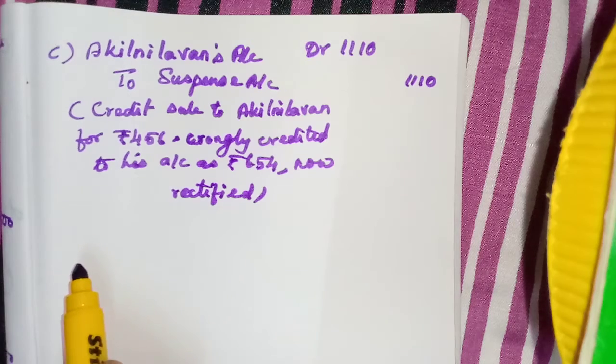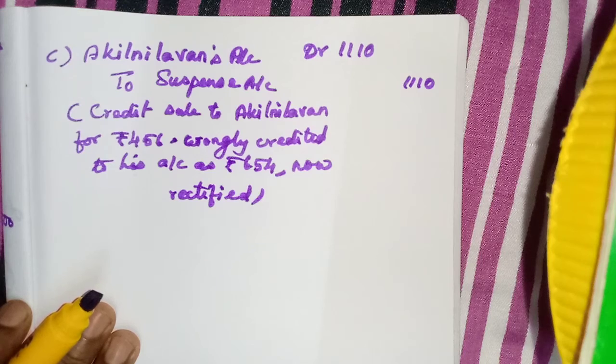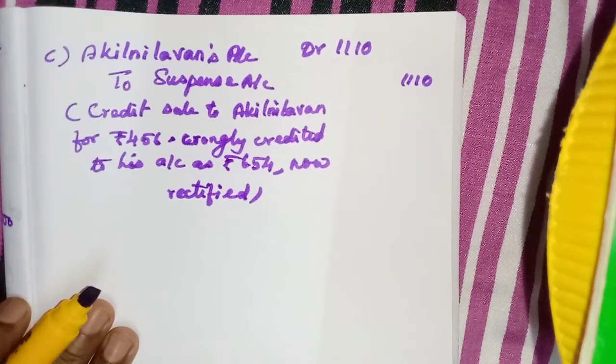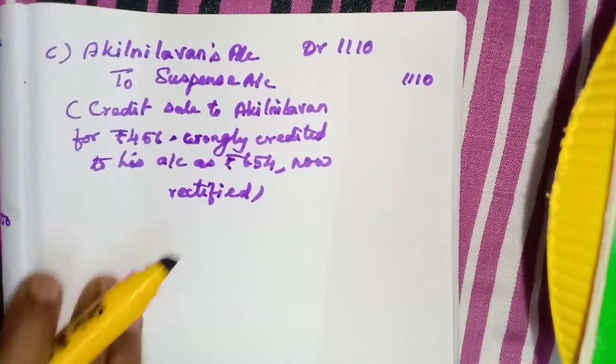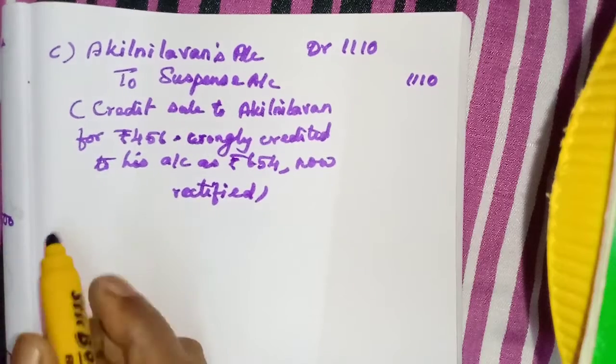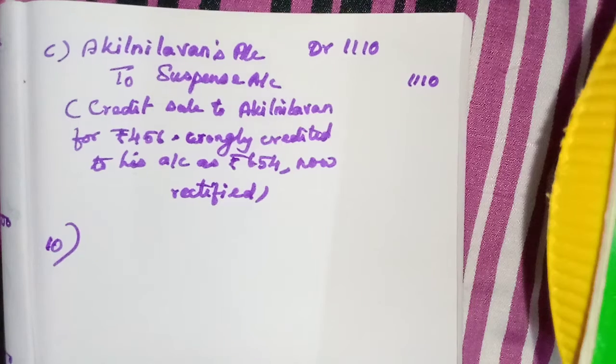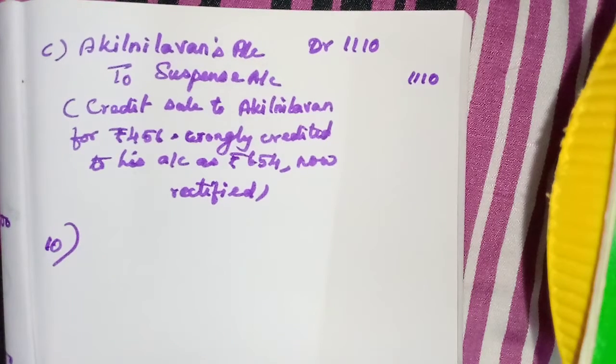The following errors were located after the preparation of trial balance. That is what you have to read. When you read the question, if it is before the preparation of trial balance, then we do not write the suspense account. If it is after the preparation of trial balance, one-sided error, we should use suspense account. Following errors were located after the preparation of trial balance. Pass journal entries to rectify them. Assume that there exists a suspense account.